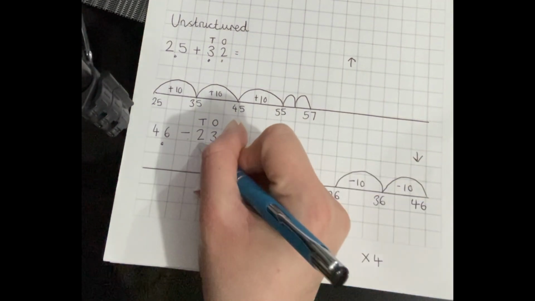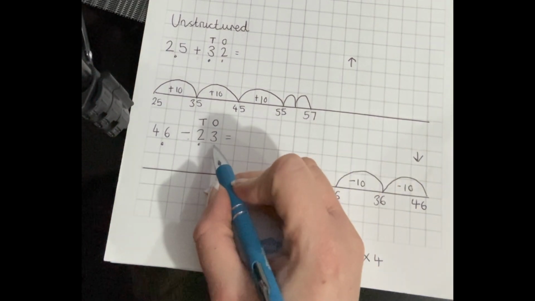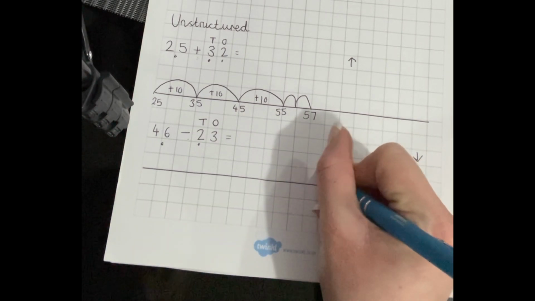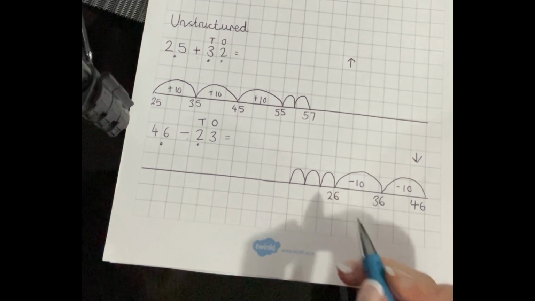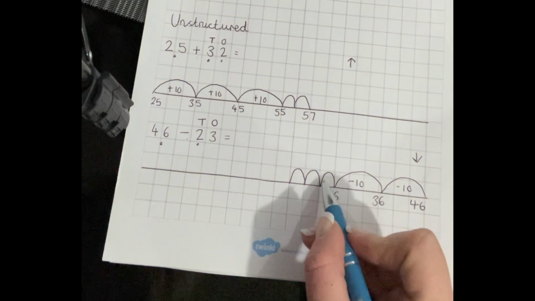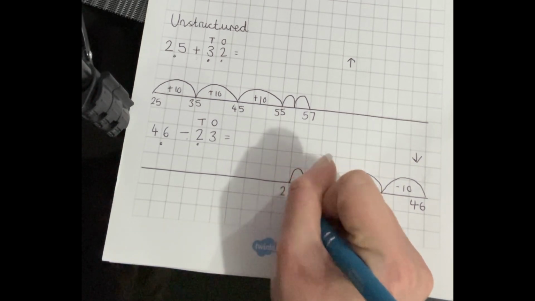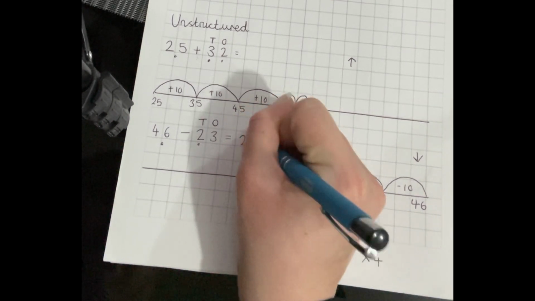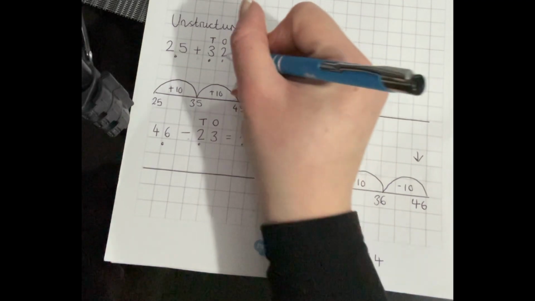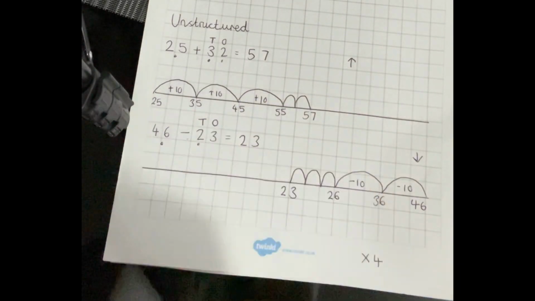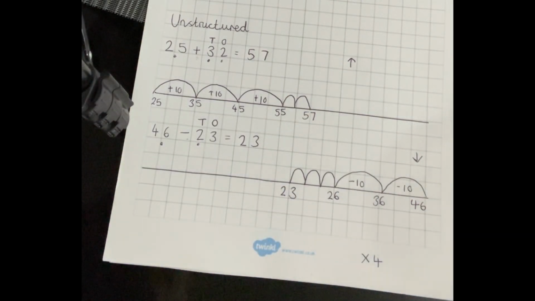And then once I've taken away the tens, I then need to take away the ones, which is 3 one jumps for the number 23. So 26, 25, 24, 23. And then I write in my answer, which I forgot to do here. So I'll pop that in there too. So that's addition and subtraction on the unstructured number line.